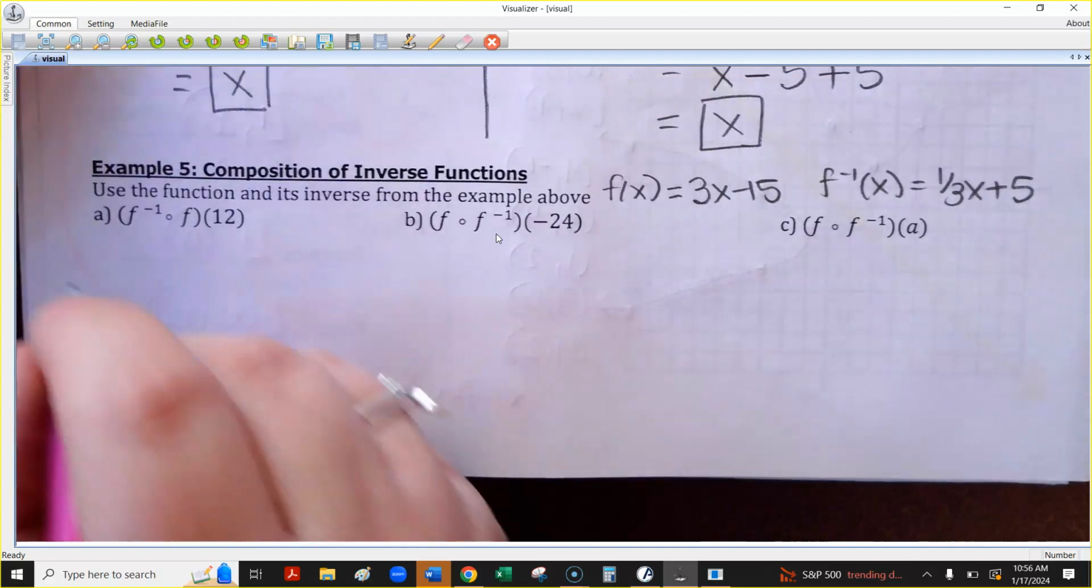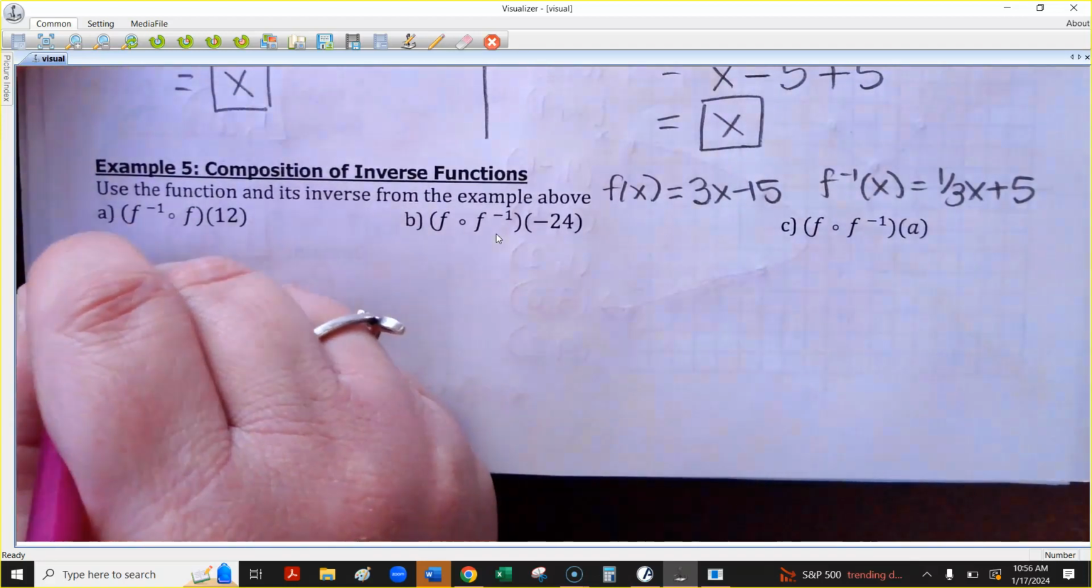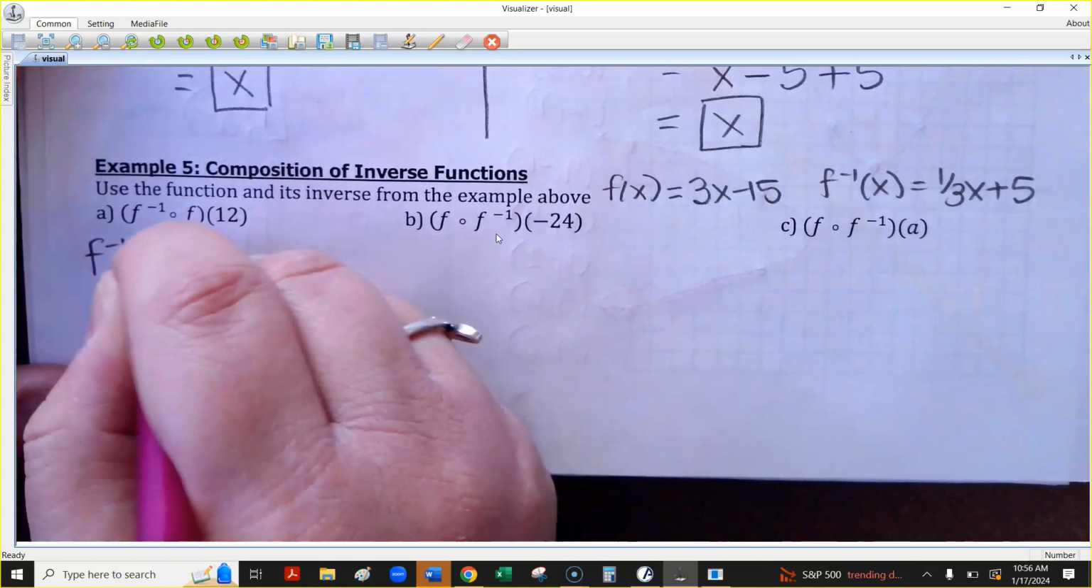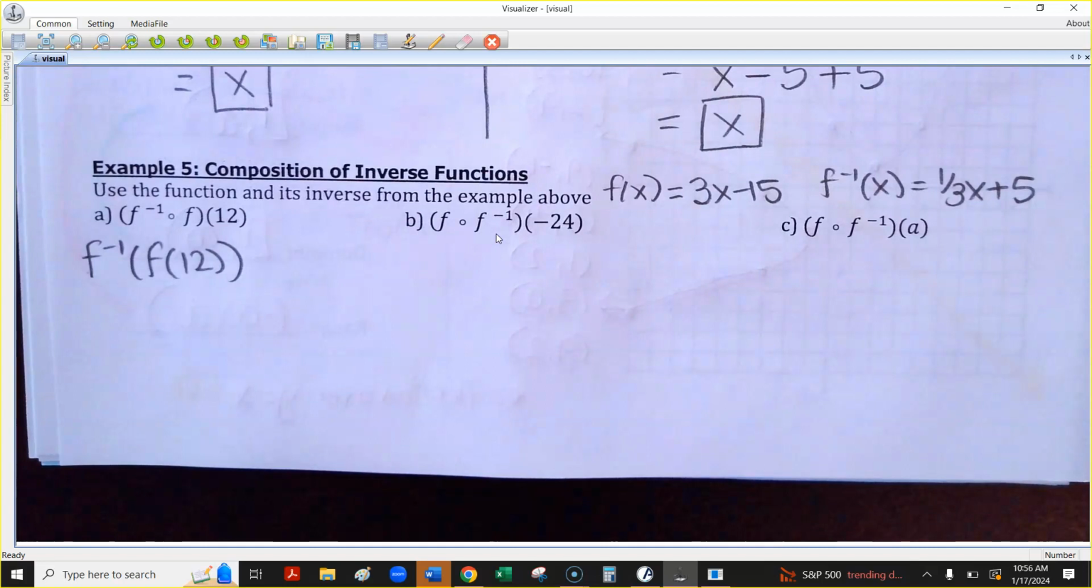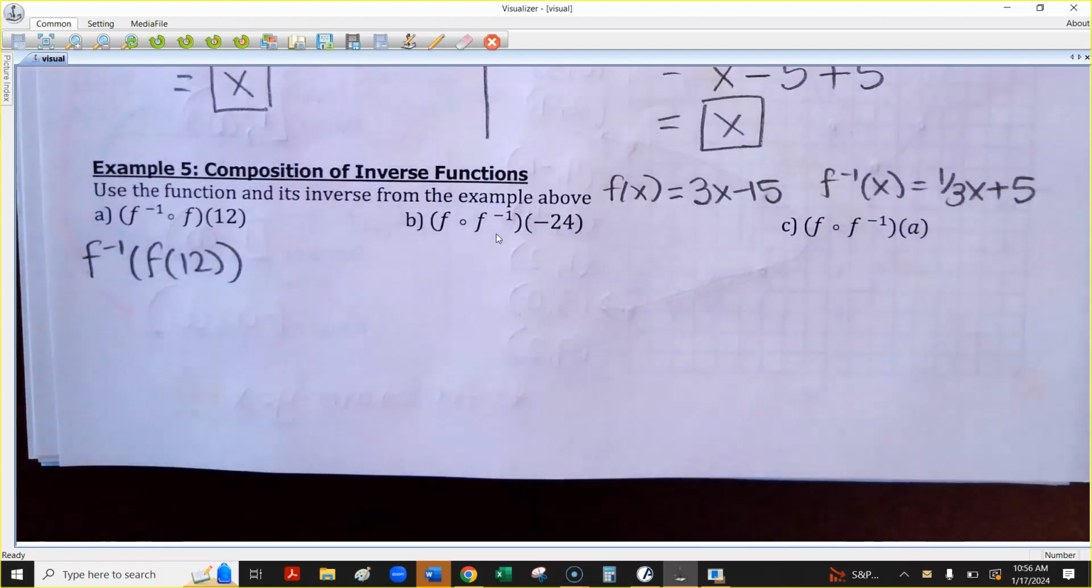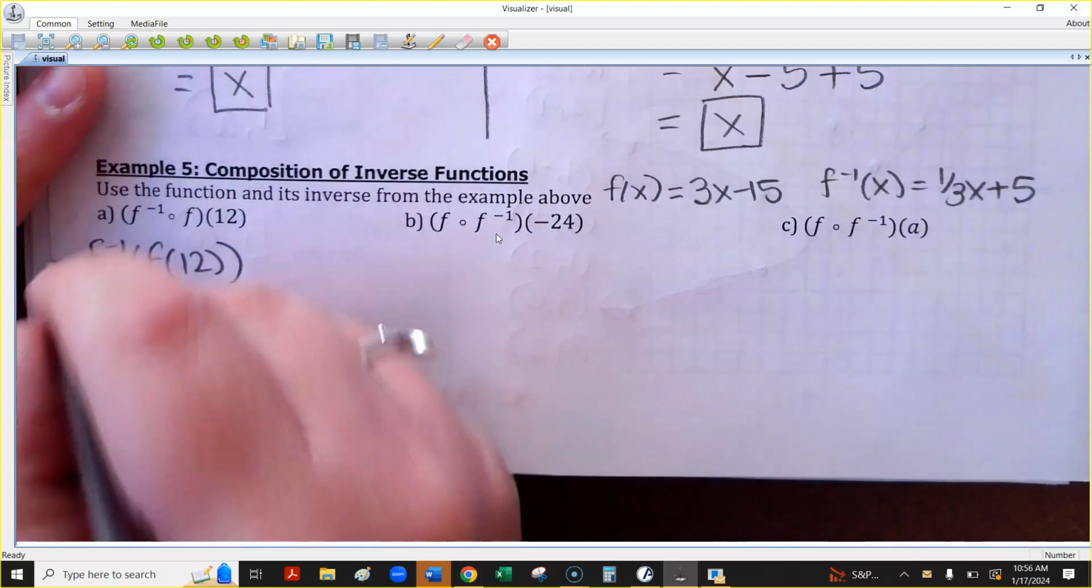All right, so the first one says f inverse composed with f of 12. So I'm just going to write that other notation with the parentheses. Whichever one you like better is the one I want you to use, but just so you can see both. If you use the little composition circle notation that's in the problem, whatever is closer goes first. If you're in this notation, you're going to work inside out for the parentheses. So whichever one you want to do, you're going to start by plugging 12 into the f of x function.